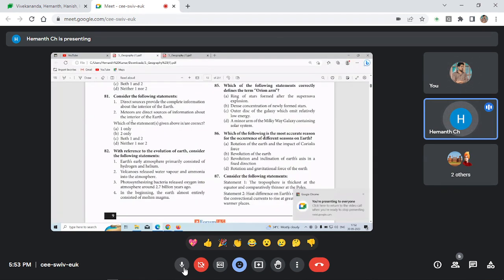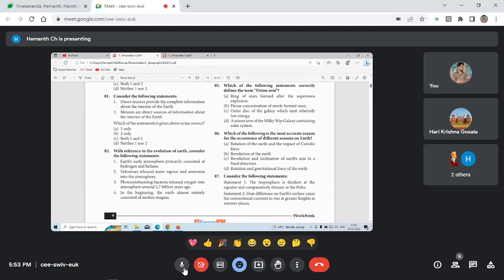With reference to the evolution of the Earth, consider the following statement. ఈ క్వశ్చన్ అయిపోయిందబ్బా మాది. Which of the following is the most accurate reason for the occurrence of seasons on the Earth?